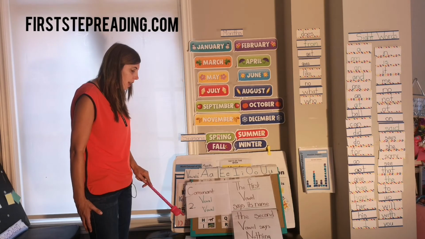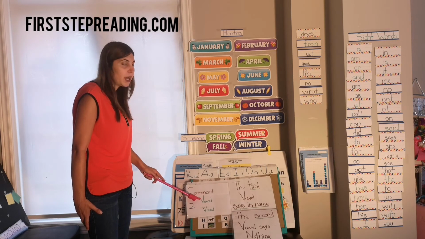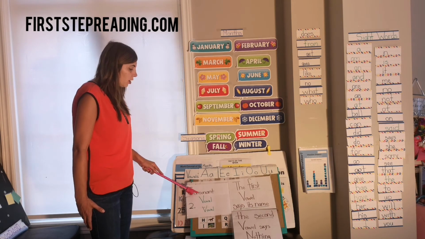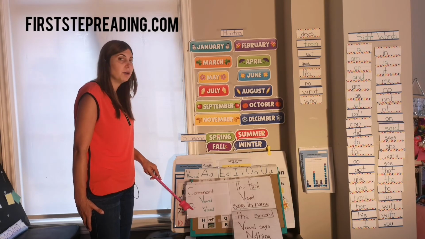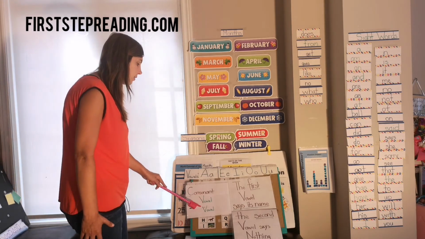Consonant, vowel, vowel. Consonant, vowel, vowel. The first vowel says its name. The second vowel says nothing. Consonant, vowel, vowel. Consonant, vowel, vowel. The first vowel says his name. The second vowel says nothing.